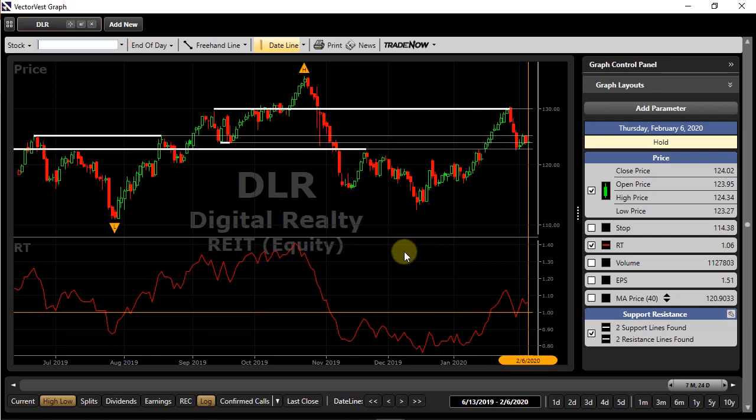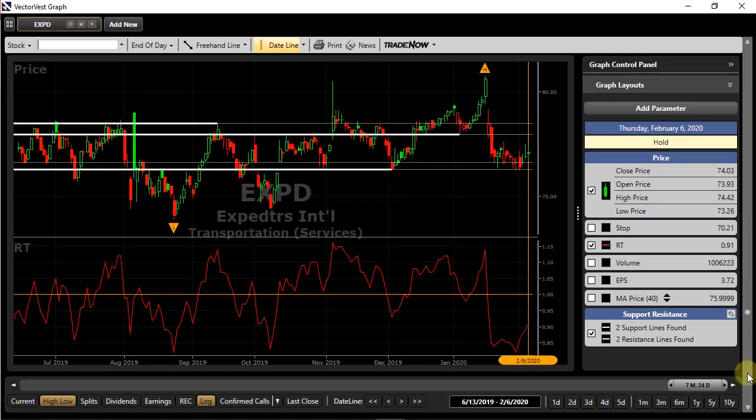Again, here's Digital Realty. This is a REIT. This support level here, it looks like about 123 and change is where the retracement occurred. A little too much congestion here. I'm not really seeing a clear retracement. This one's a little better.